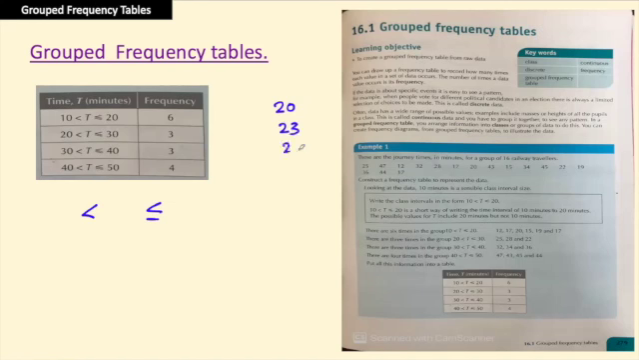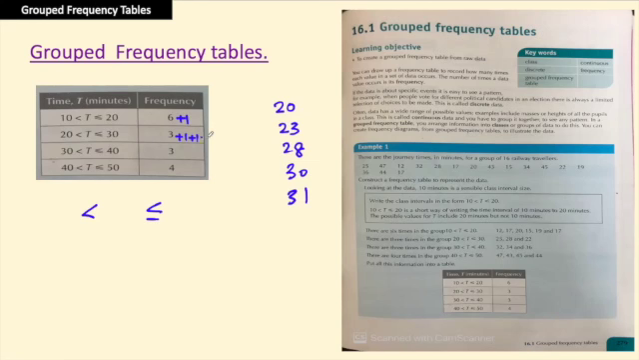23, 28, 30, 31 to be included in the same groups, how do we add them? 20 should be in the first group because we have equal to in the first group only. We don't have equal to in the second group for 20. So 20 should be added here. 23 should be added in the next group because 23 is between 20 and 30. 28 is also added in the second group.